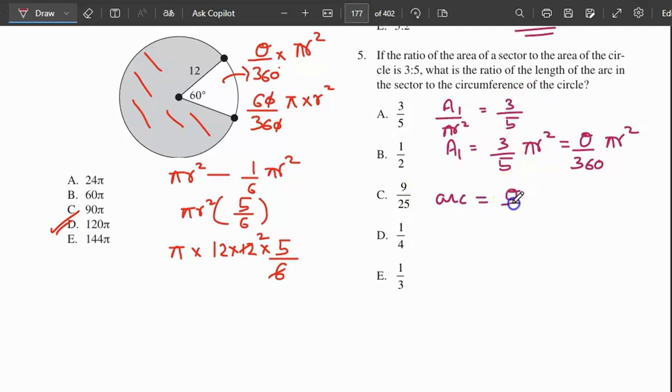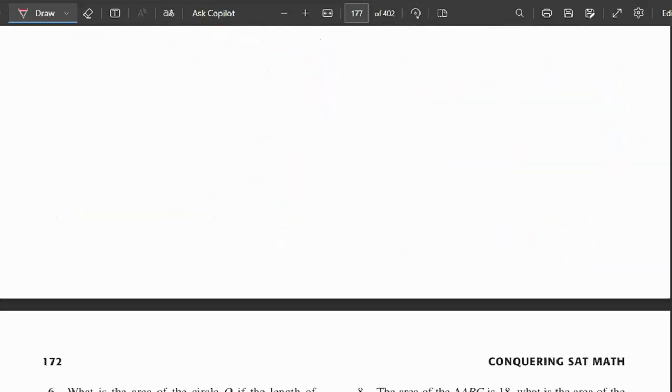Arc is going to be theta upon 360 into circumference, that is 2 pi r. If theta upon 360 is 3/5, we can just put it here. 3/5 multiplied by 2 pi r. This is the arc. And if you want the ratio arc upon circumference, that should be equal to arc upon circumference, that is 2 pi r. These are cancelled. So the ratio is again coming as 3:5. This will be the answer. Let's continue some more questions.